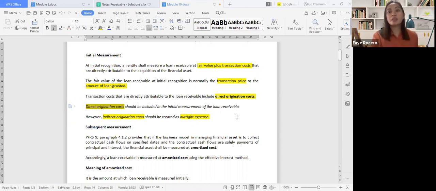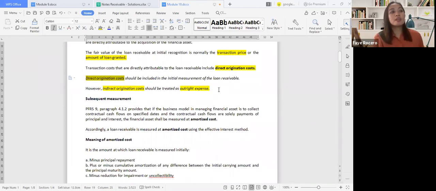Then subsequently, how do we measure loan receivable? So according to PFRS 9, if the business model in managing a financial asset is to collect contractual cash flows, it is measured at amortized cost. Similar to notes receivable. So therefore, amortized cost using the effective interest method. Subsequent measurement.